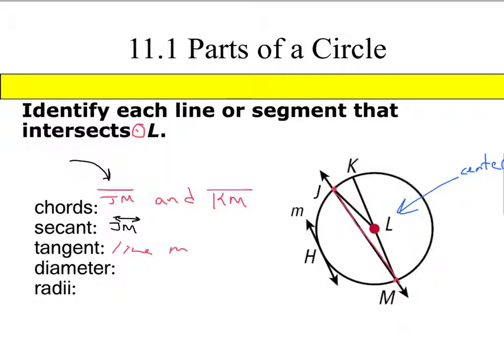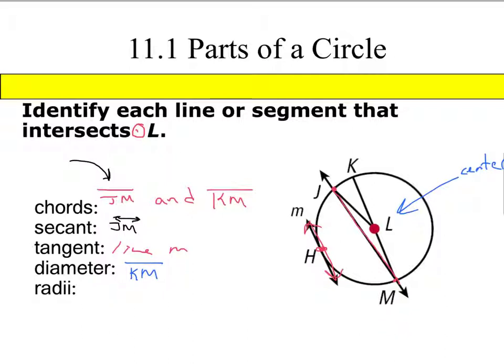Okay, remember, this is not H, which is identifying the point. The point of tangency is H, but the line is M. So this line right here is known as line M. The diameter, remember, a diameter is a chord that passes through the center. We already talked about this. Line segment KM.